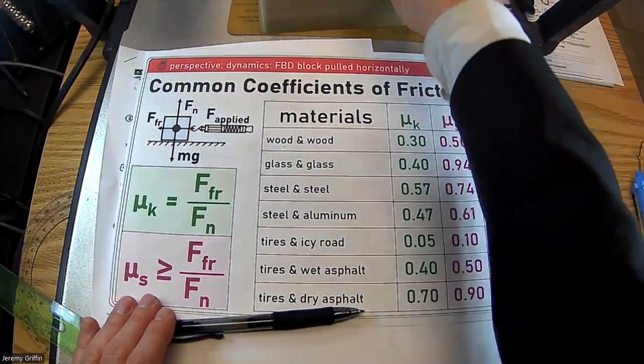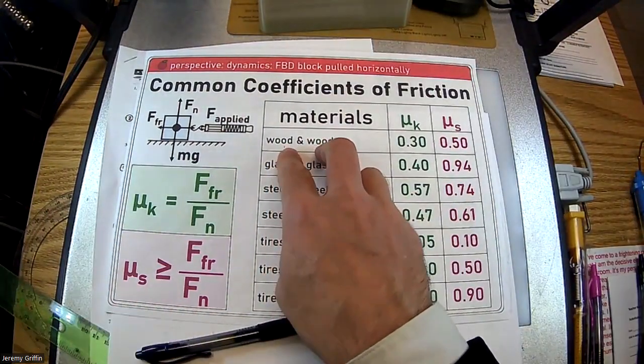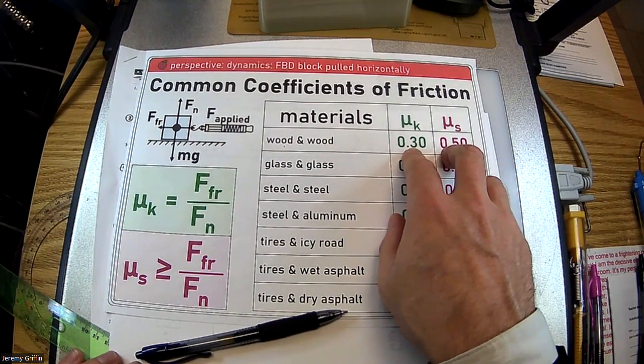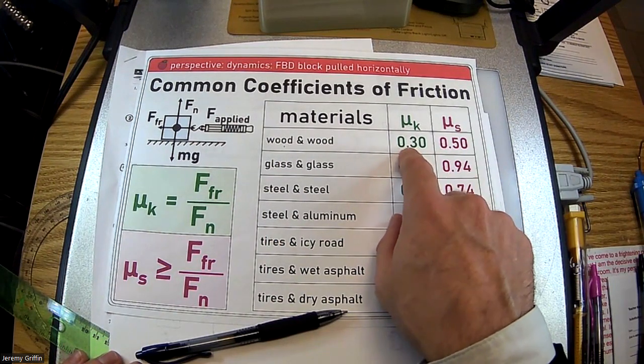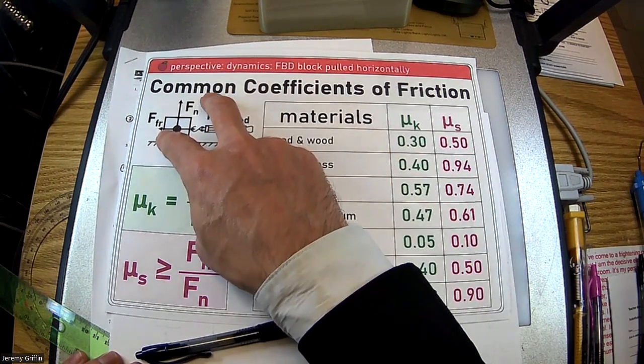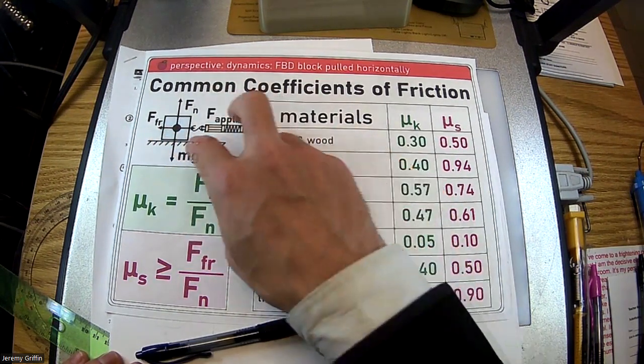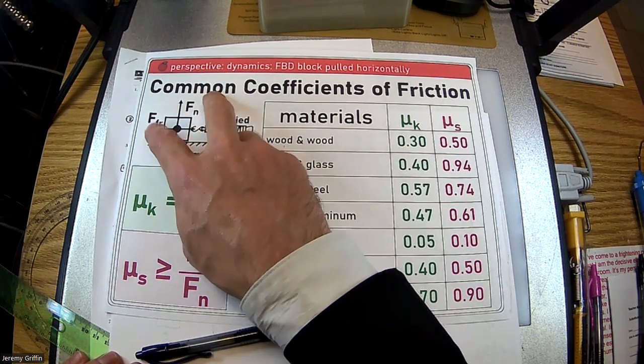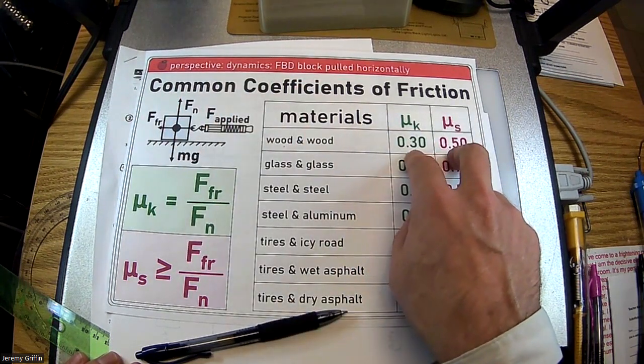So what is wood against wood? I know there are different kinds of wood, but maybe take an average value. So we've got like 0.3 or 0.5. That's like 30% or 50%. Remember, we're comparing these two forces right here, the friction force compared to the normal force. So the friction force could be 30% of the normal force or 50% of it, depending on whether it's kinetic or static.